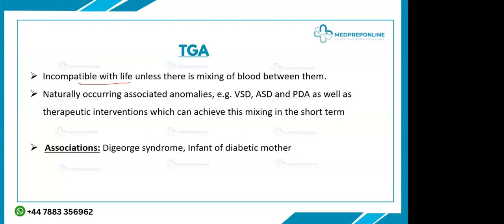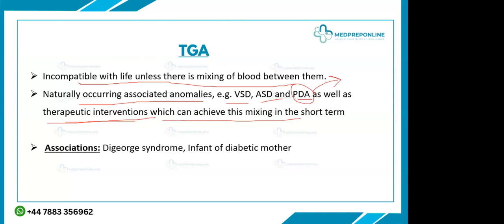It is incompatible with life unless there is mixing of the blood between them. So you need something. Naturally occurring associated anomalies are usually VSD, ASD, and the PDA, as well as the therapeutic interventions which can achieve this mixing in the short term. Therapeutic intervention means, first of all, if there is nothing available, then you have to maintain the patency of the ductus arteriosus in the immediate newborn period with the prostaglandin infusions.